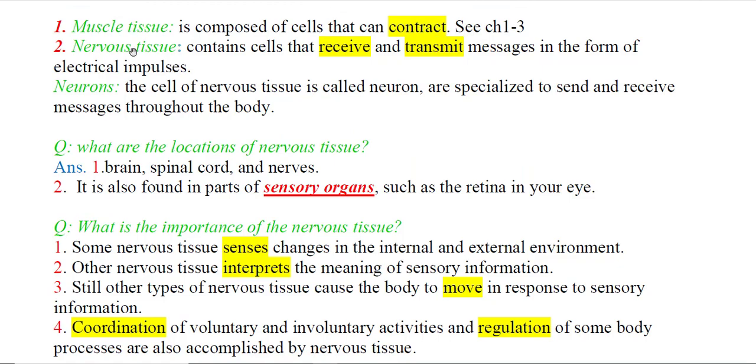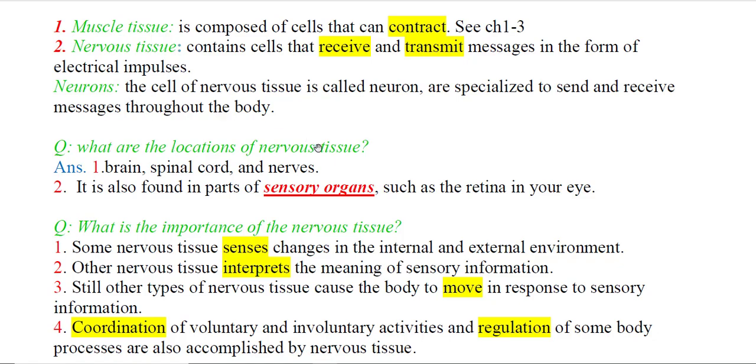What is the ID of the nervous tissue? It consists of cells that receive and transmit messages in the form of the electrical impulse. The other names of the electrical impulse are nerve impulse, nerve signal, action potential, depolarization. Please write these notes in your notebook: electrical impulse, electrical signal, nerve impulse, action potential, depolarization, all of these have the same meaning.